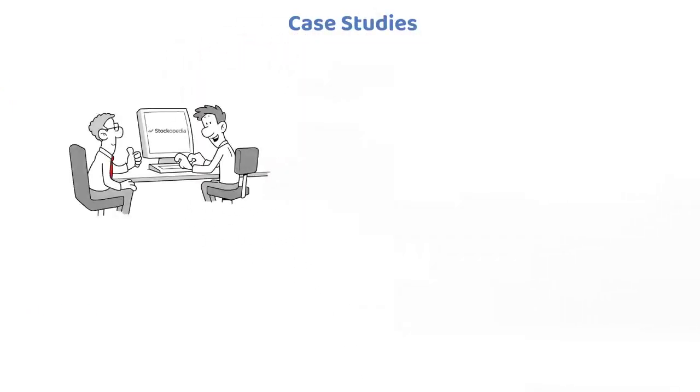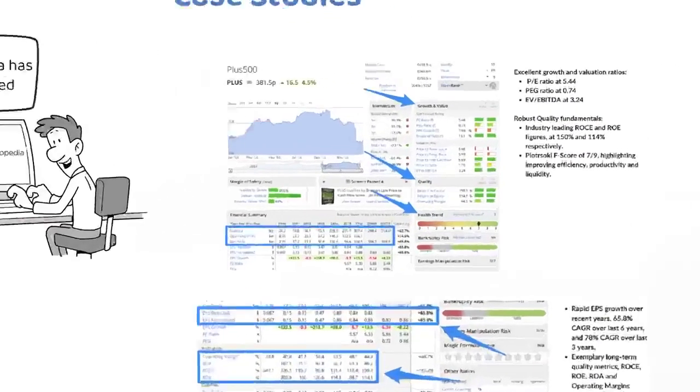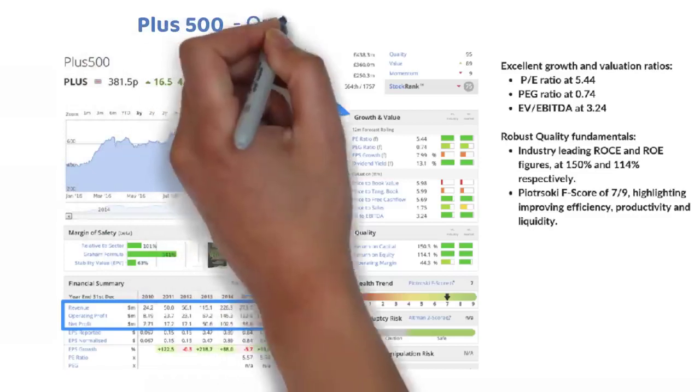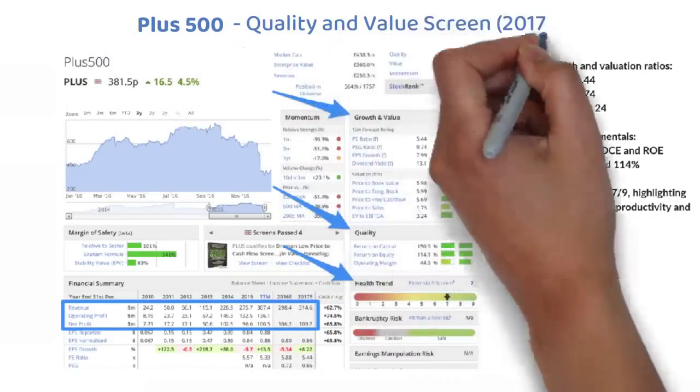Stockopedia also highlighted a couple of case studies showing how the average person can use their platform to do stock analysis, if they want to take a deeper look at some of the names from the screeners. For example, here is a fundamental and technical snapshot of Plus 500, a stock that showed up in the quality and value screen back in 2017.